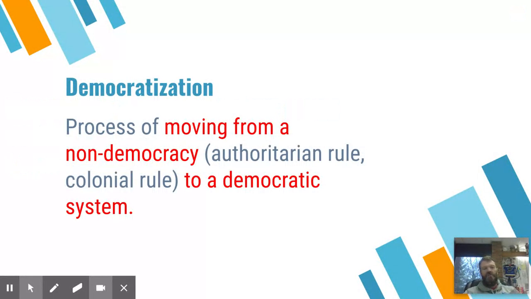Democratization is when basically the people get more rights, when you move from a non-democracy to a democratic system, or a system of a republic like we have. The American Revolution against Great Britain was democratization of the 13 colonies. We became more democratic and the people got a say in what was going on instead of being ruled by a king. That happens all over the world.